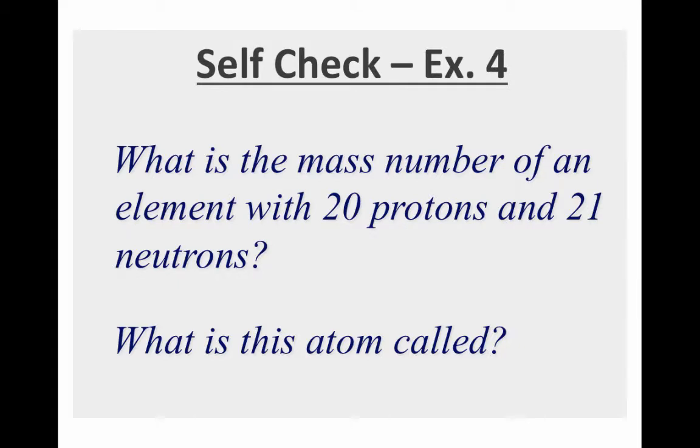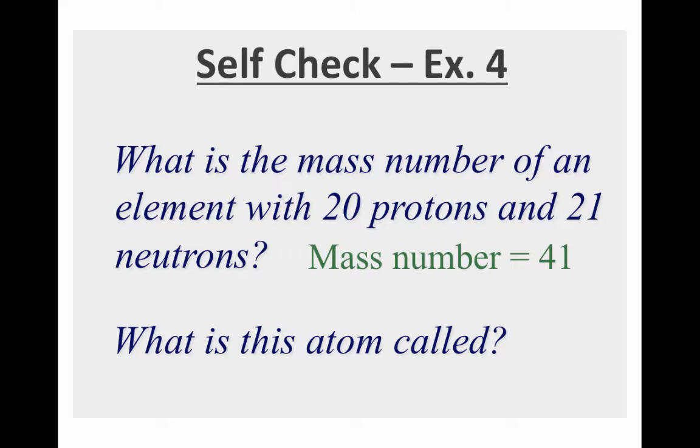All right, let's answer some questions about mass number now. What is the mass number of an element that has 20 protons and 21 neutrons? Well, that's some really complicated math. Let's try it. Let's see, 20 plus 21. I got 41. The mass number is 41. So what's this atom called?